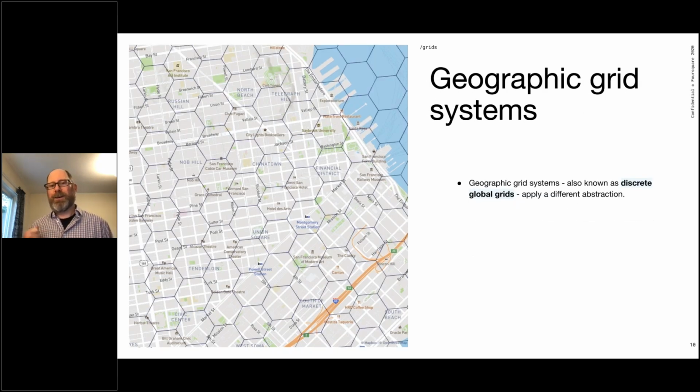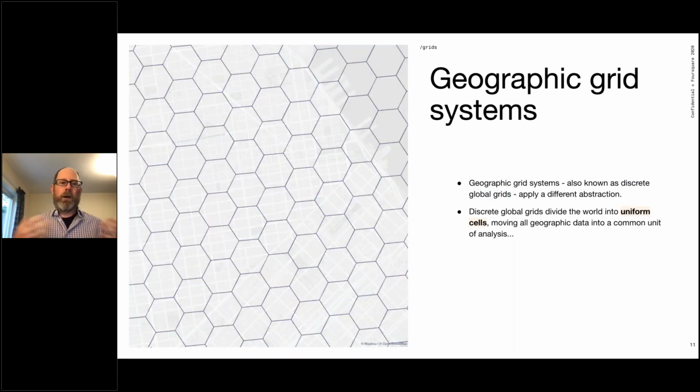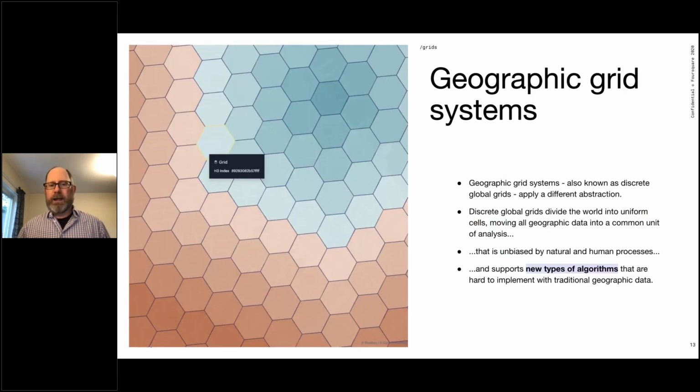Geographic grid systems are one step further. They're also known as discrete global grids, and they take another kind of abstraction where they break the world up into sets of uniform cells. And it takes the entire geographic space and turns it into this really clean mathematical space that you can work with as an analyst. So these cells provide a common unit of analysis that isn't biased by the kinds of things that bias our other maps and supports a variety of algorithms that are hard to do with traditional geometry or traditional map modeling.